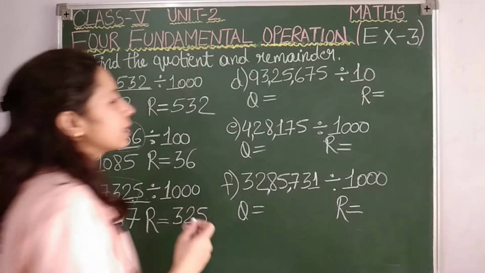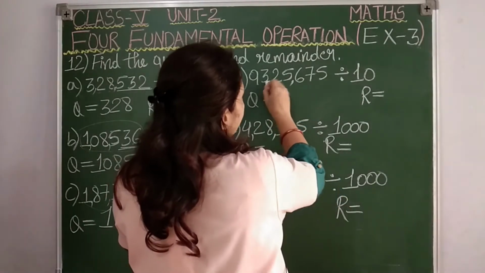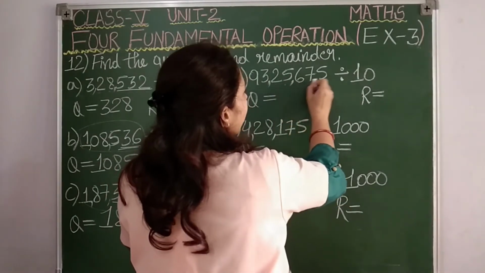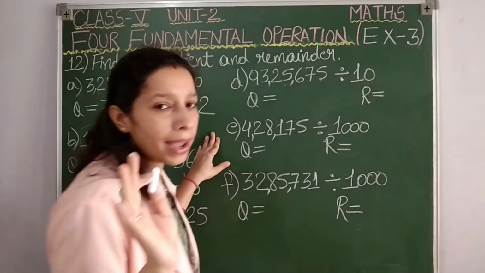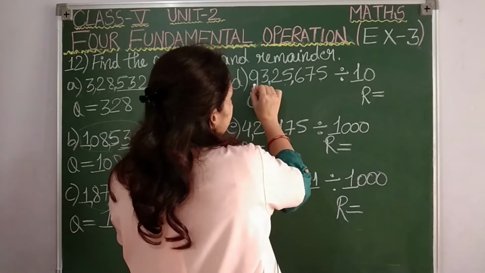Okay, let us see the next question, 93,25,675 divided by 10. No problem. So again I am reading the number, students.